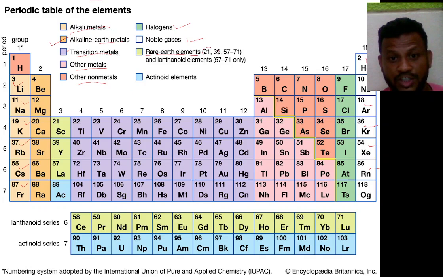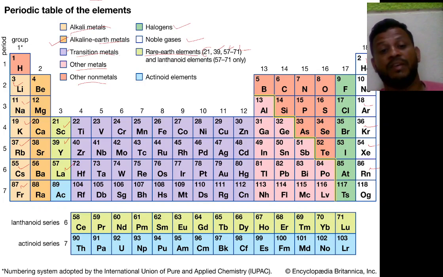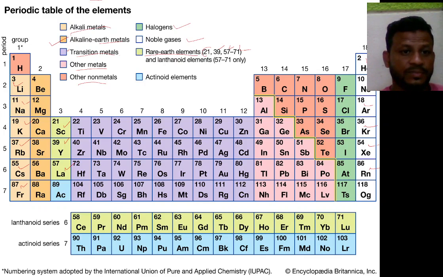What are those? 21, 39, 57, 71. Here we can see in the periodic table according to that number. Which one? 21. And let us see where is the 39, 57 and 71. Here it is. These all are very rare elements present in the earth, right? This is the periodic table, and I told you that there are 18 groups.